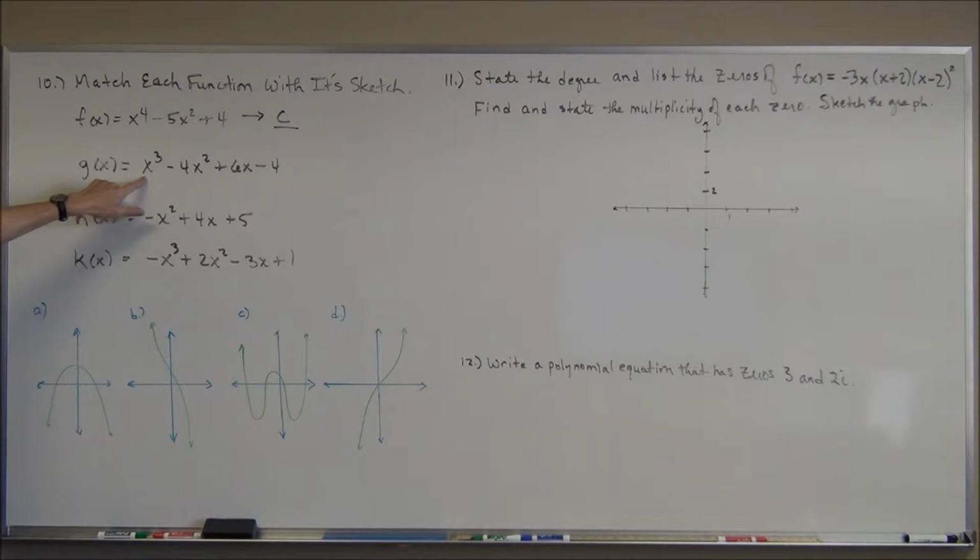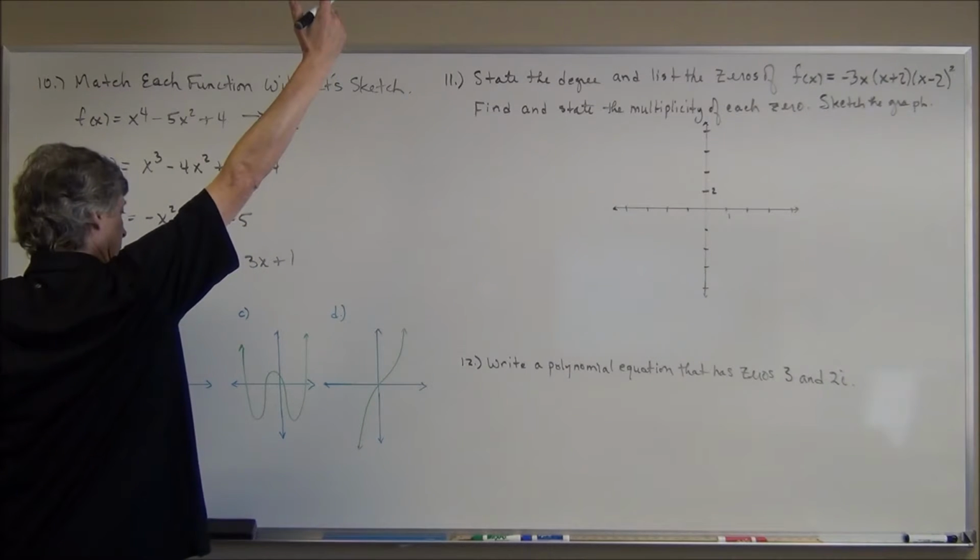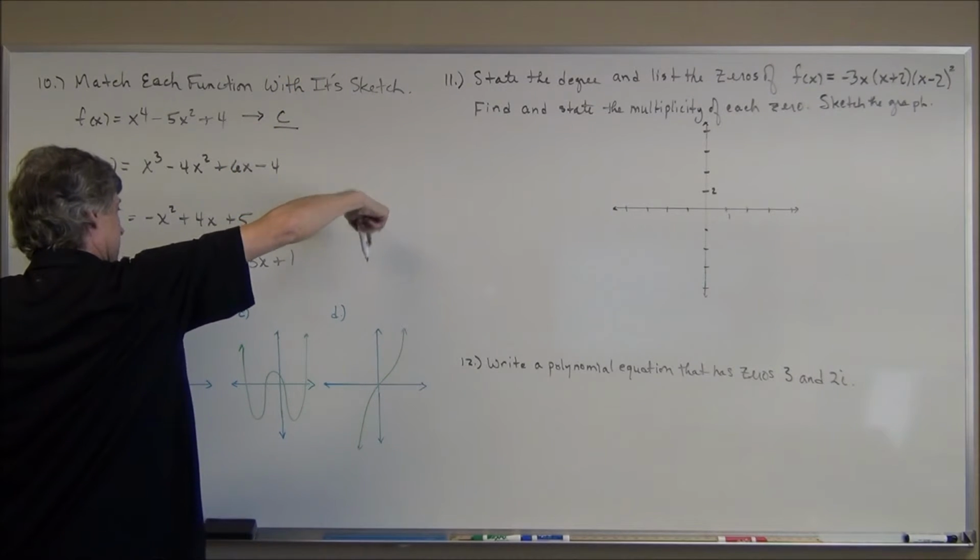This next one has degree 3, also a positive coefficient. Now remember, degree 3, one side goes up, the other side goes down. If it's a positive coefficient, the right side goes up, the left side goes down. Which of my graphs looks like this? Well, this one does right here, answer D.